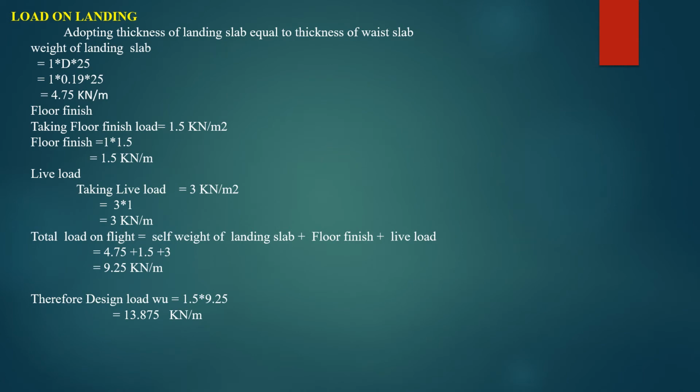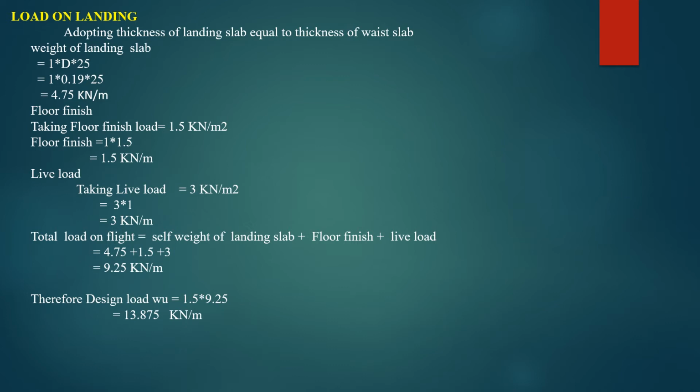Now calculate the load coming on the landing. Let us assume that the thickness of the landing slab is equal to the thickness of the base slab. So let us take the self weight of the landing slab. What we do, 1 is already taken for 1 meter, and 25 is the weight density of concrete. D is the overall depth of the staircase. So 1 into 0.19 into 25 gives us 4.75 kilonewton per meter.